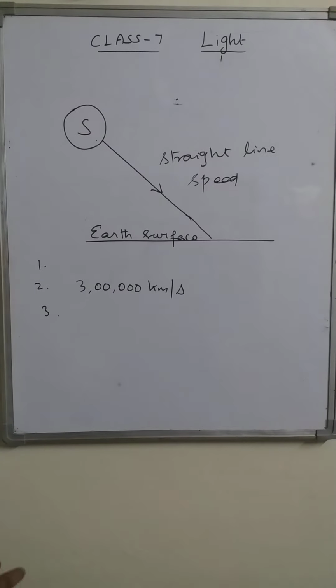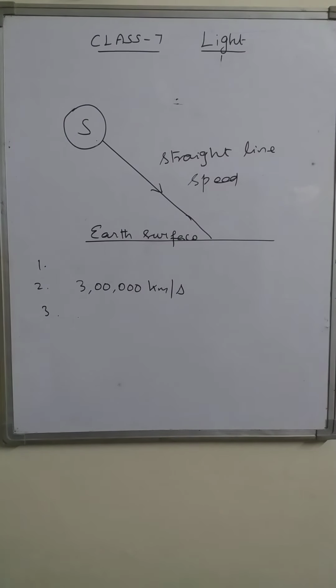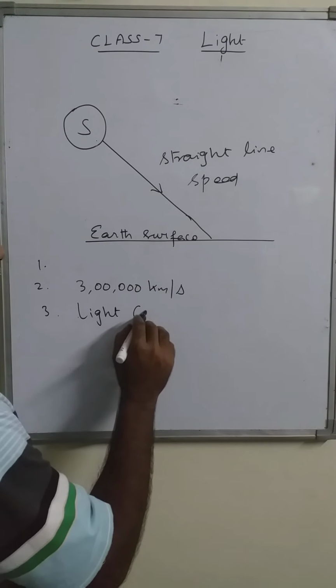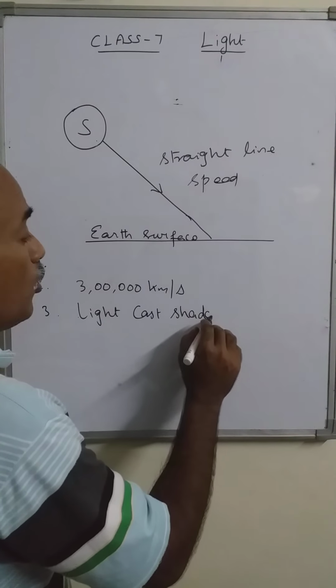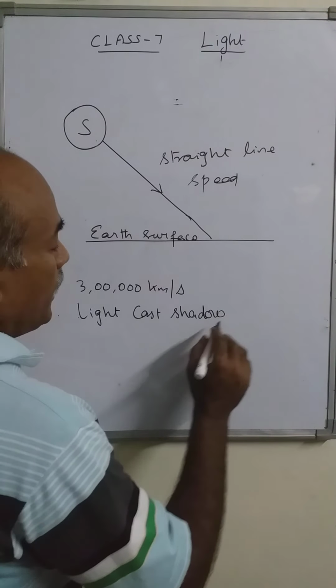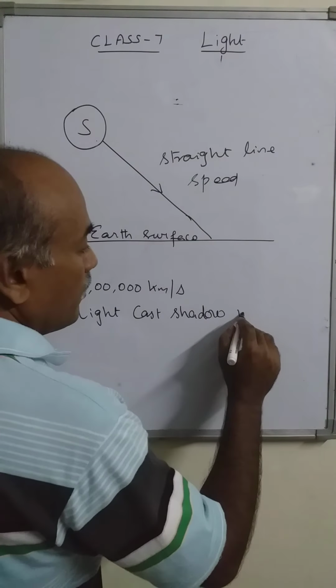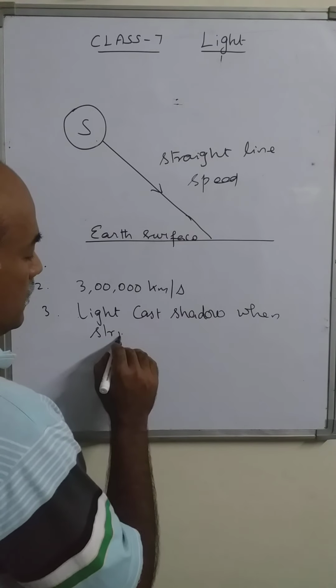Second property, light travels with the highest speed, that is 3 lakh kilometer per second. And the third one is light casts shadow. Light casts shadow when it strikes any opaque surface.